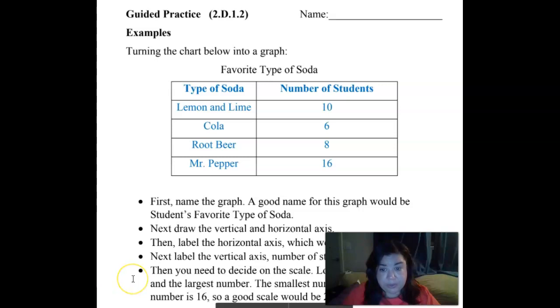You have your whiteboard. Go grab that now. Pause the video and go grab your whiteboard.